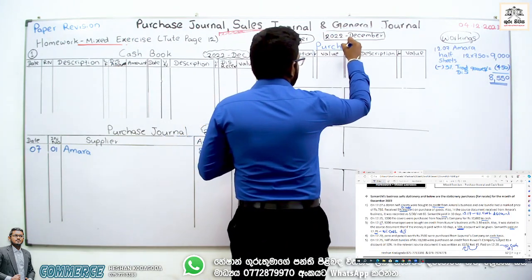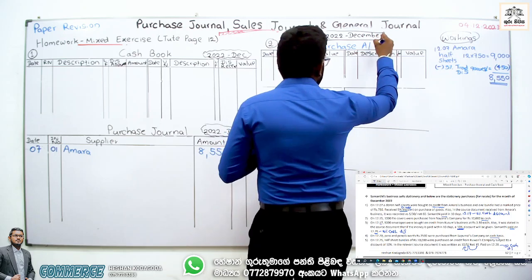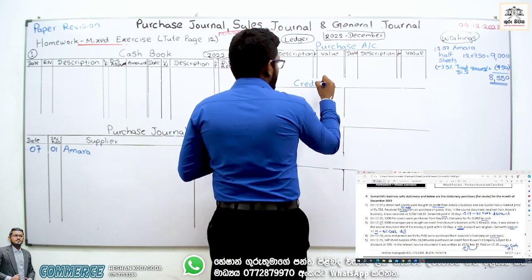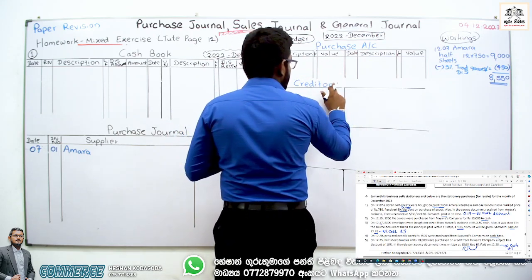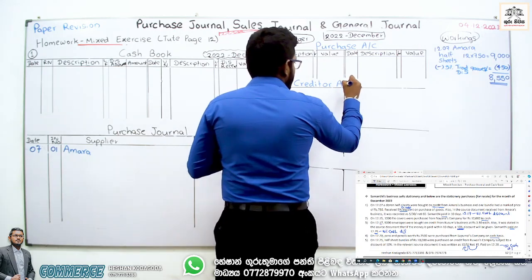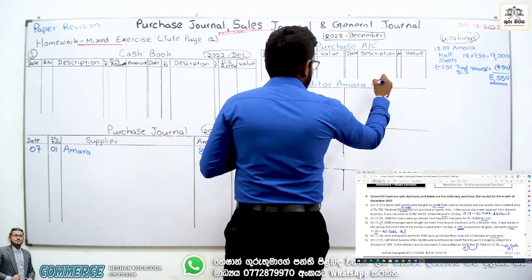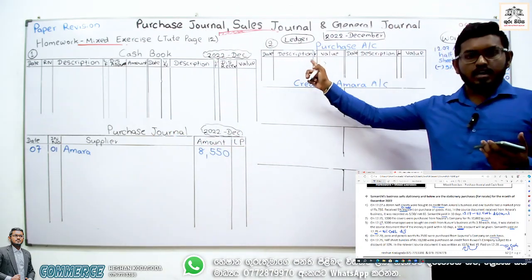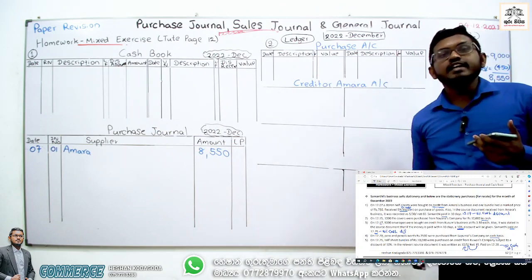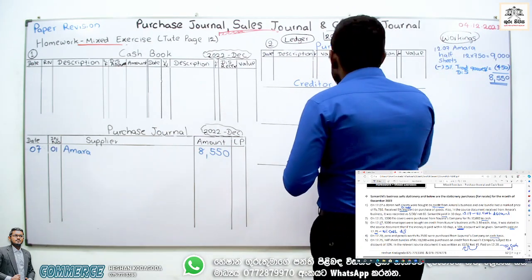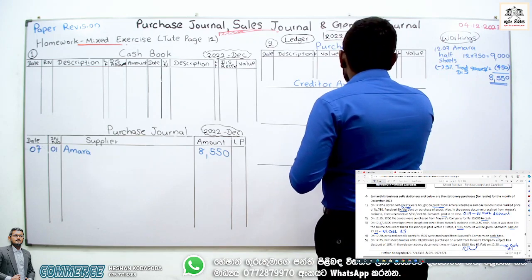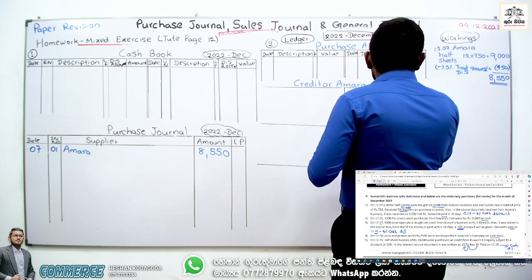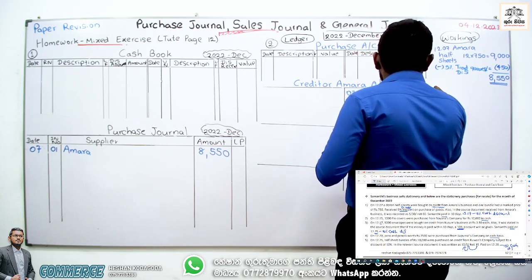What you need to do? You need to name the first one as creditor Amar. The total bulk goes to the purchase account, so we do that at month end. Creditor Amar account. So on the same date you need to credit. At the end of the month we debit the total sum. Understand? Just keep it. Write it at the end of the month. So on the same date, write December 7th. Just write purchase account. How much? 8,550. Is it clear to you?